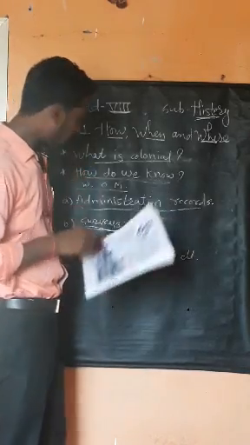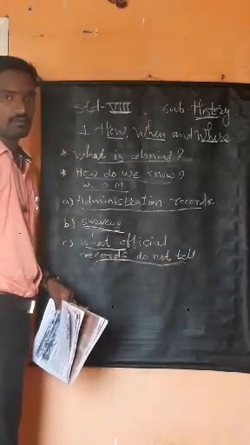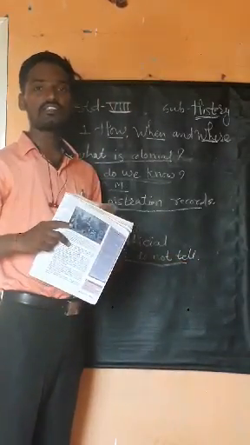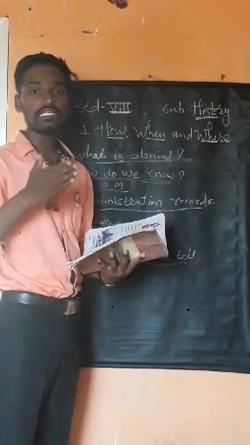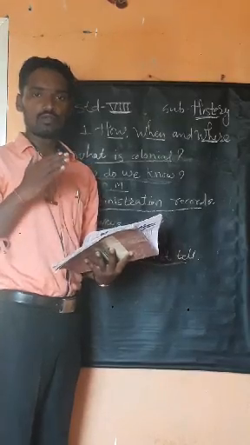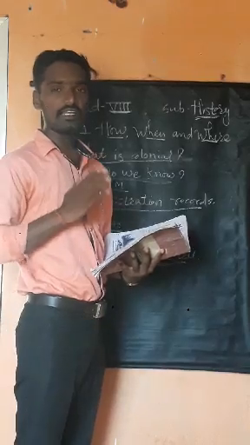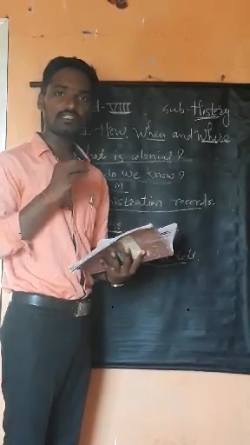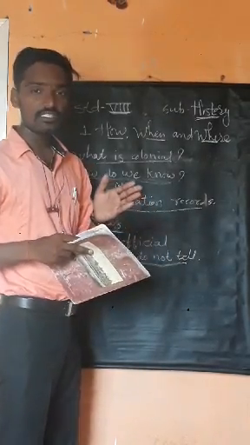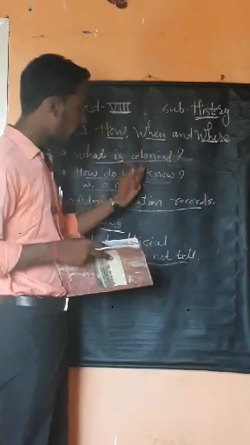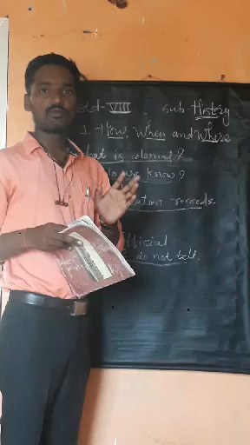Then we have the third point, what official records do not tell. Official records tell us only those things on which the British took initiative, those things the British liked or were interested in. Only these things are preserved in the record room or the official records.